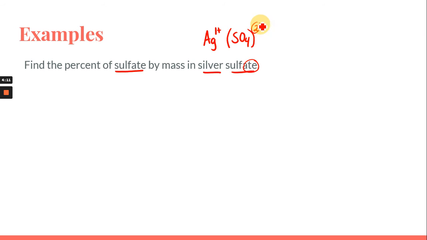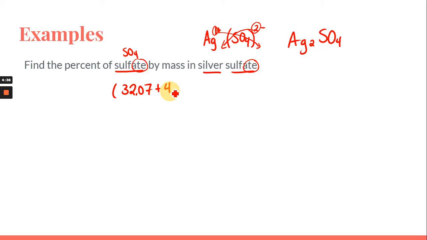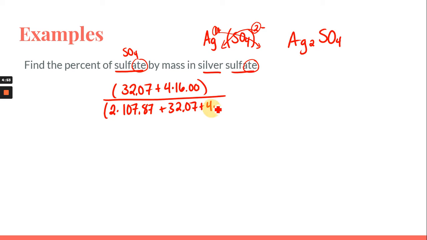And then we're going to cross the charges to the outside of that parentheses, and we have Ag2SO4. I don't have parentheses around the SO4 anymore because I only have 1 of them. So to find the percent of sulfate, remember ATE, that's the SO4 part, we're going to put the mass of sulfur plus the mass of 4 oxygens on the top. We're going to divide that by the mass of 2 silvers plus the sulfur plus the 4 oxygens.